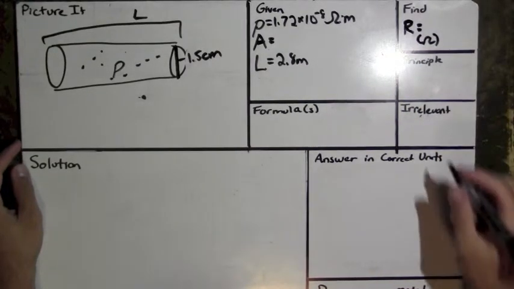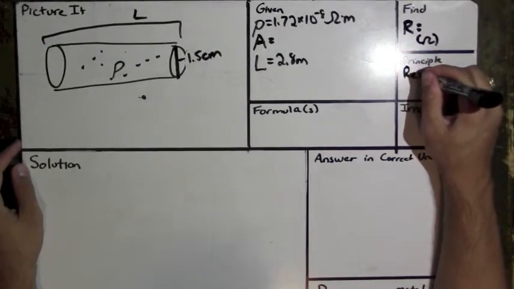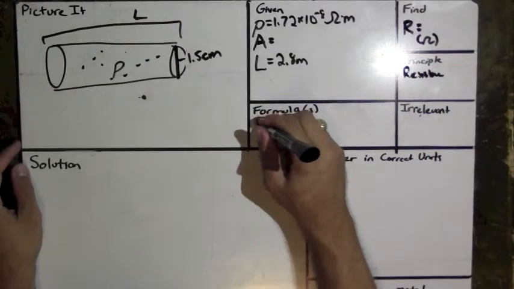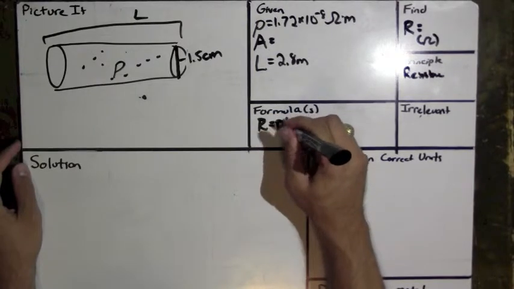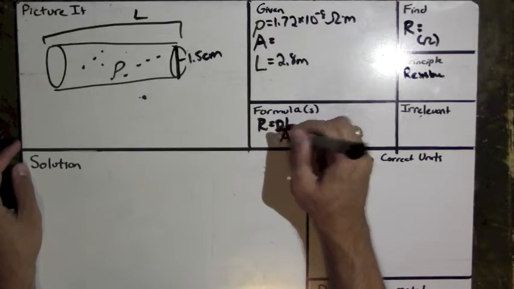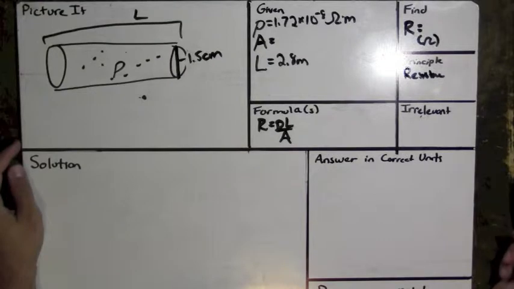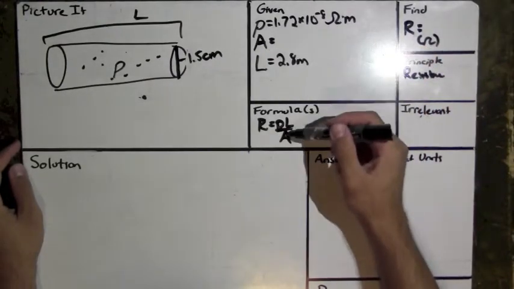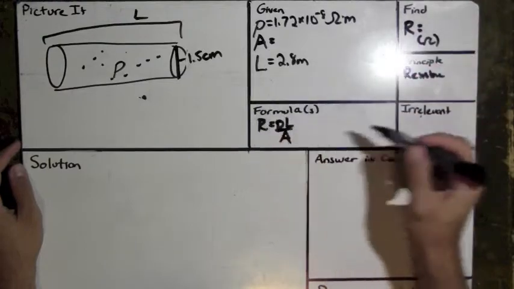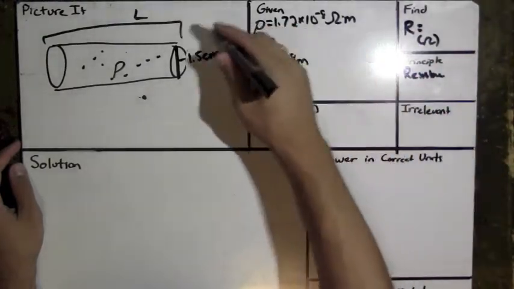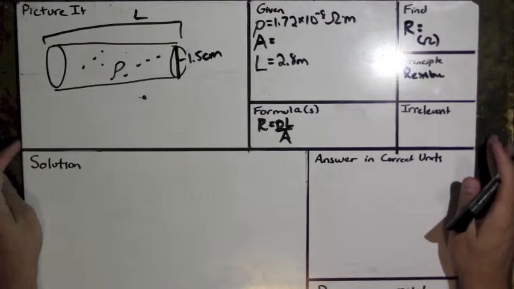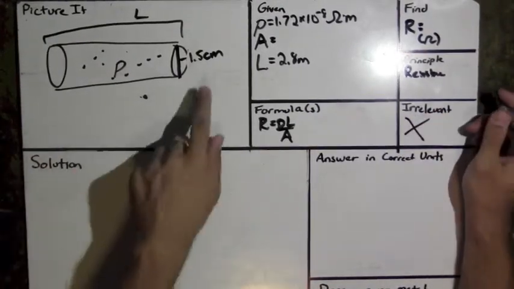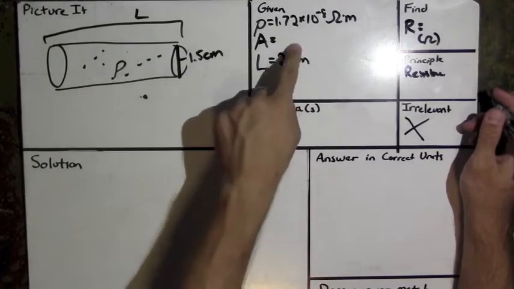So the principle that's involved here is resistance. The formula for resistance is R equals P L over A. So I look to see, do I have any irrelevant information? I have P, which is good. I have L, which is good. I'm trying to solve for R, which is good. I do have this seemingly irrelevant information, the fact that I have the diameter, but really it's not irrelevant. The reason why it's not irrelevant is I actually have to use that to figure out what the area is.